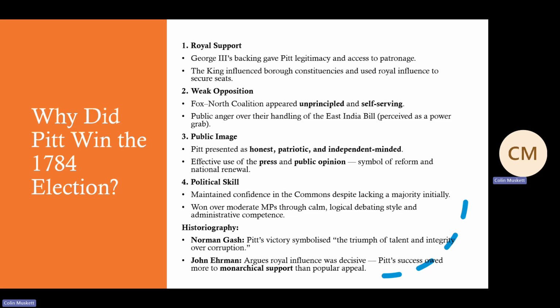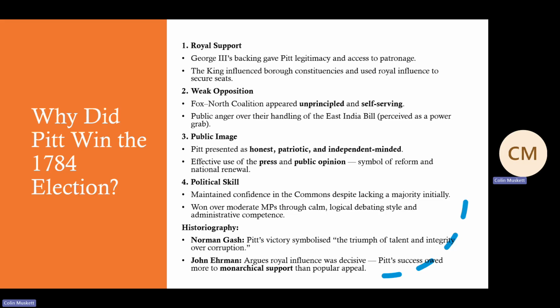So the king was a big supporter of Pitt. If you recall, he influenced the election. He used royal influence to secure seats, to buy support. So in that respect, Pitt had vital finances and support behind him in a way that the Fox Whigs did not.